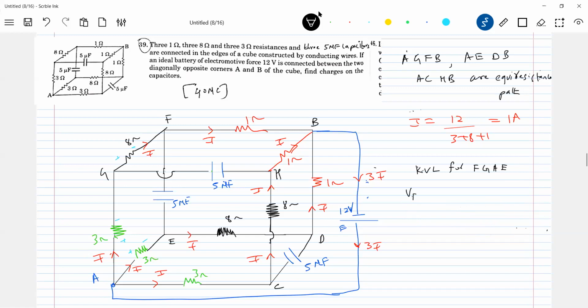KVL. So I'll start with VF. VF plus 8I plus 3I minus 3I minus VE equal to 0. So VFE is equal to minus 8I, or 8 volt. They show that VEF is at higher potential. E is at higher potential. So what is the charge? Q equal to C into VEF. Substitute this, we'll get the required answer. Capacitance is 5. 5 into 8, 40 microcoulombs.